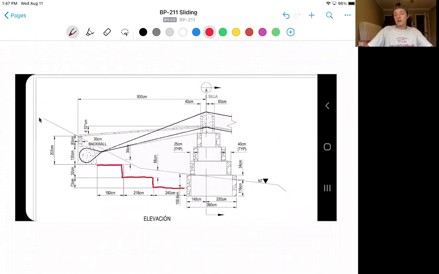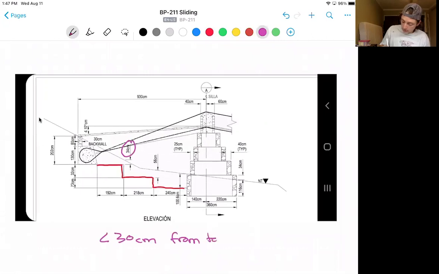Now, there are some empirical rules that we have while doing this. Once again, you want to maintain this dimension as greater than 30 centimeters from the topsoil. This sounds familiar, right? As a general rule, we don't want to trust that top 30 centimeters of soil to have any capacity. So we want our steps to be at least 30 centimeters below the ground.